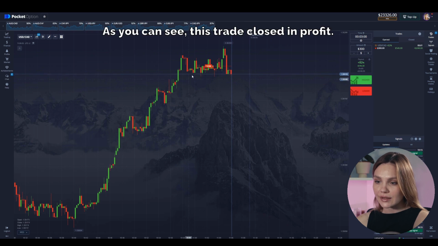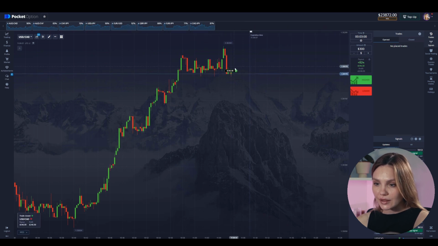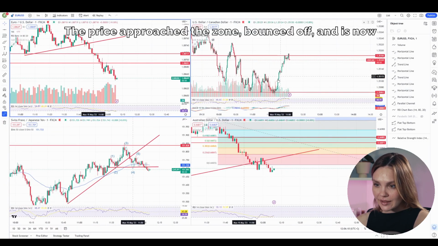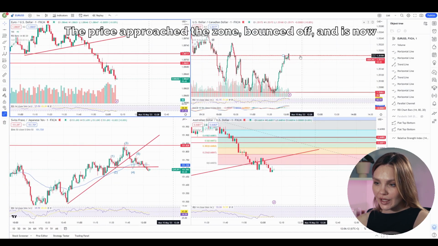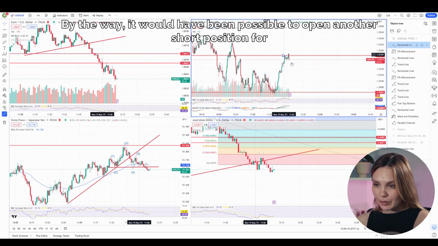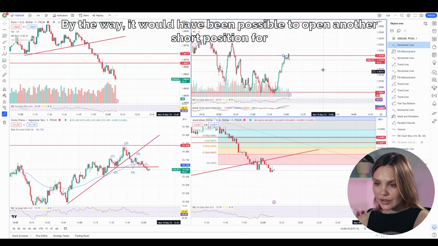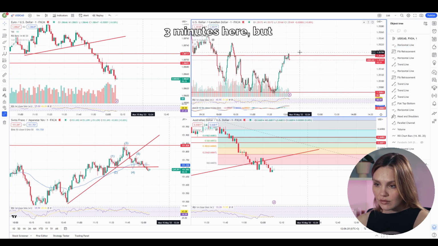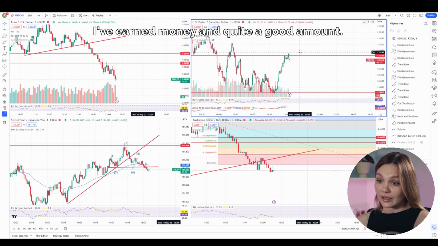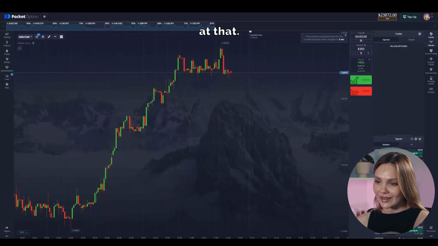As you can see, this trade closed in profit. That's all I wanted to talk about. The price approached the zone, bounced off, and is now starting to reverse. By the way, it would have been possible to open another short position for 3 minutes here, but since I've already made 3 profitable trades, I'm stopping trading. I've earned money, and quite a good amount.